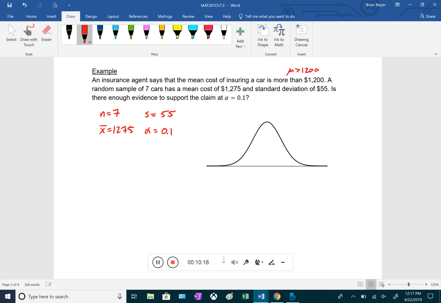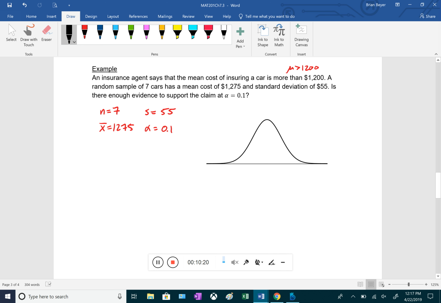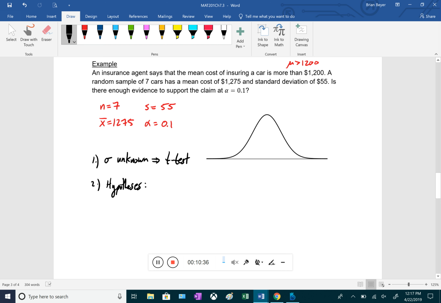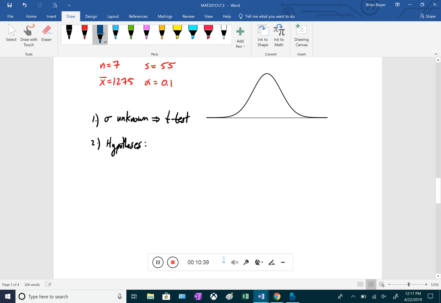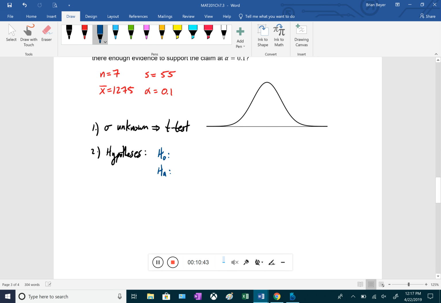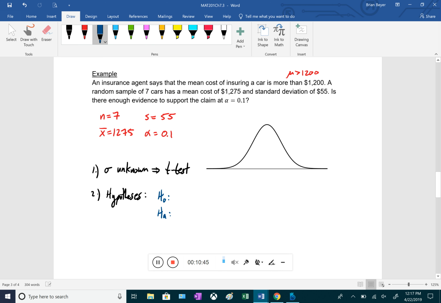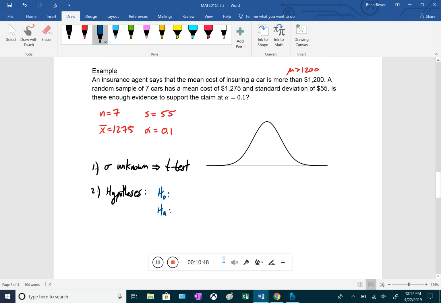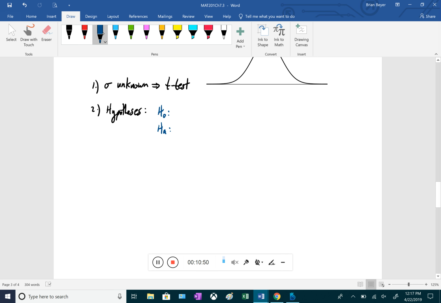We want to know, is there enough evidence to support the claim at a significance level of 10% or 0.1? Let's start this off by verifying that we don't have the population standard deviation, so this will be a t-test. Next, let's set up these hypotheses: the null and the alternative. The claim was mu greater than 1200. There's no equality, so that has to be the alternative.